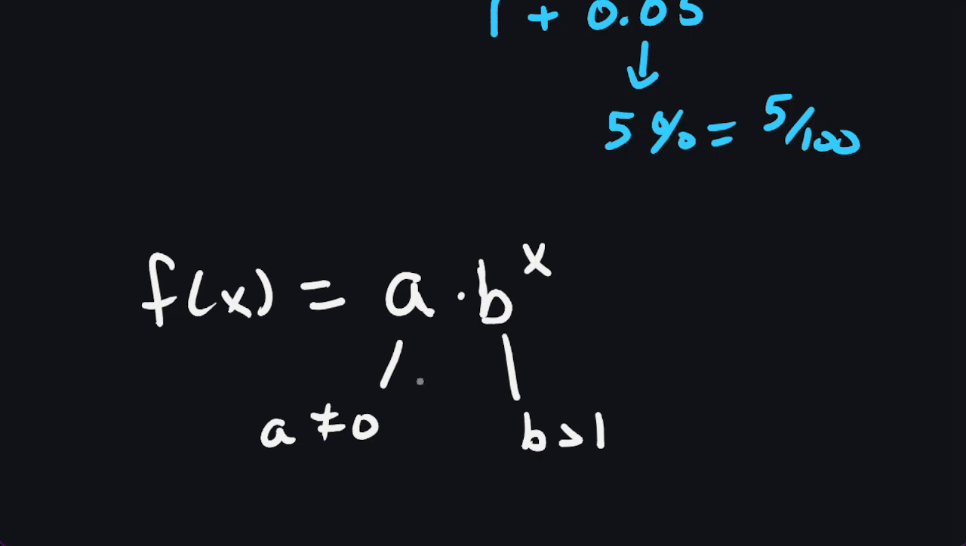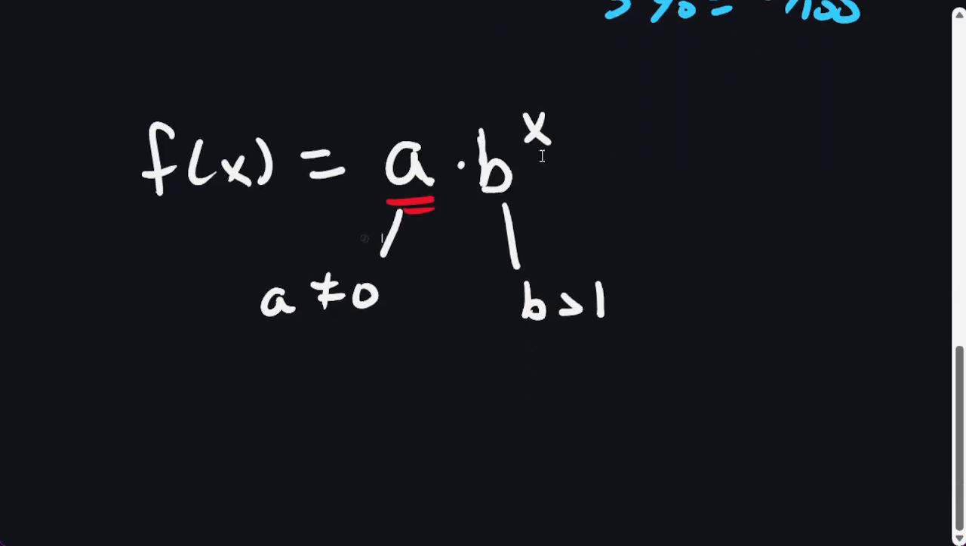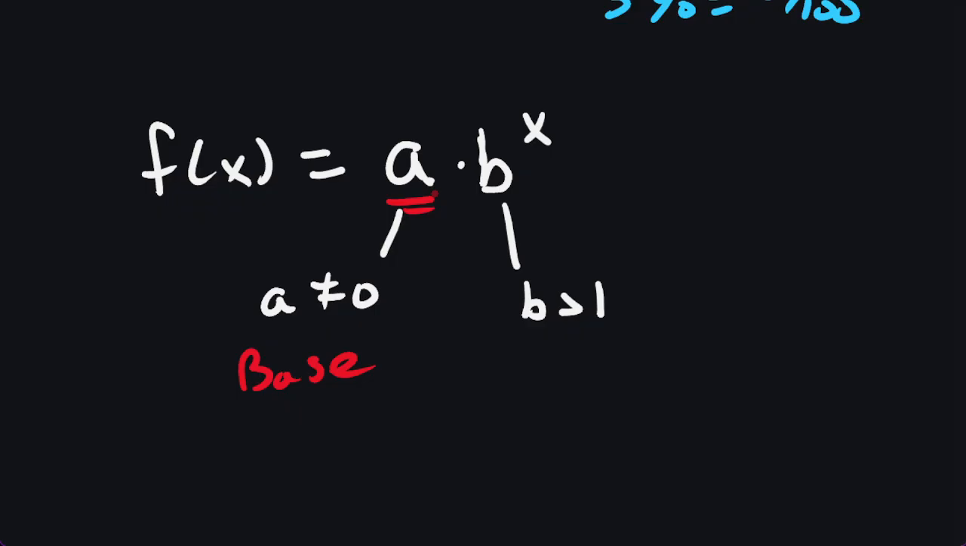And what exactly does this describe here? So a right here is what we start with. This is our base. And this is also our start. This is the start of the function, the initial value. And b right here is growth. This is the growth rate.